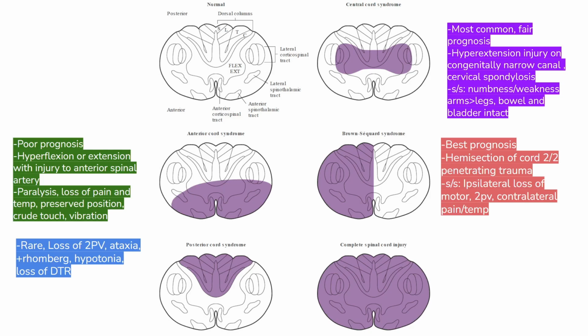Central cord syndrome is most common with a pretty good prognosis, right? That's an extension injury, typically if they have some canal stenosis, and it's going to affect the upper extremity more than the lower extremity with intact bowel and bladder. Brown-Séquard has a great prognosis as well, hemisection, usually due to penetrating trauma as opposed to blunt trauma, and ipsilateral loss of motor and 2PV, and then contralateral pain and temp, right, because they decussate at different levels.